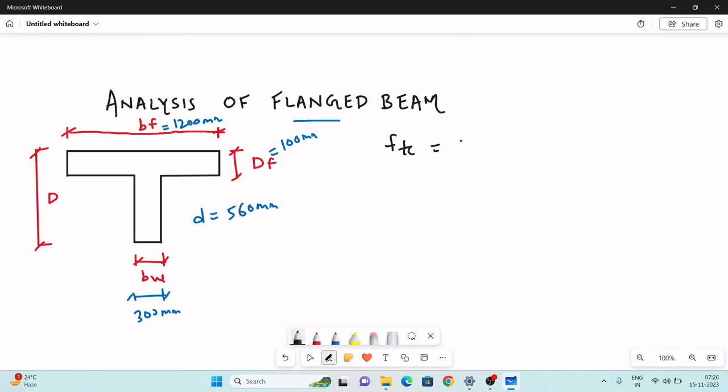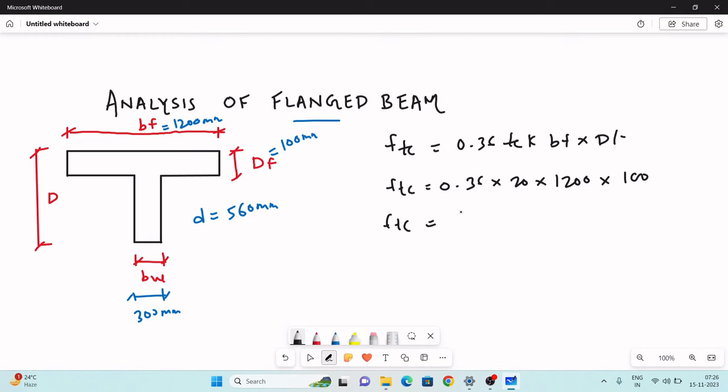FTC, the formula of FTC is 0.36 FCK BF into DF. BF width of the flange, DF depth of the flange. So FTC equal to 0.36 into 20, grade of concrete is M20, BF is 1200 mm and DF is 100 mm. So the value of FTC you will get after the calculation is 864 kilonewton. You will get in Newton, you can convert that into kilonewton.